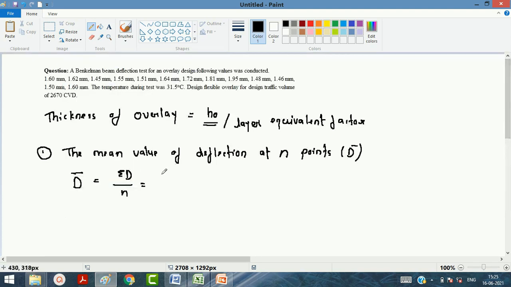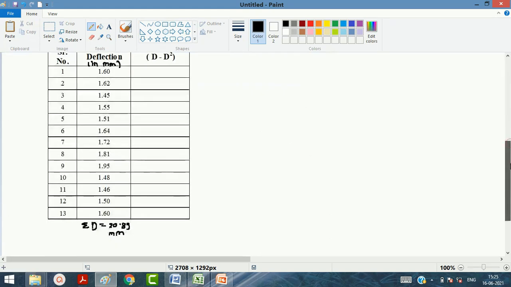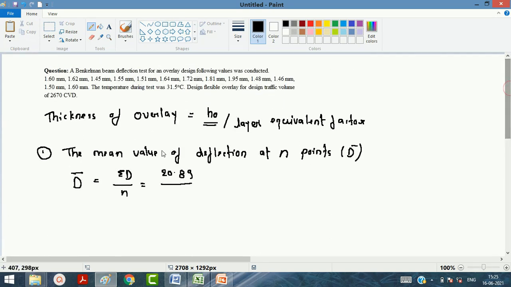So d bar is equal to 20.89 divided by n. How many values were recorded? That is 13, so n is 13. So we get the mean value of deflection, that is 1.61 mm.